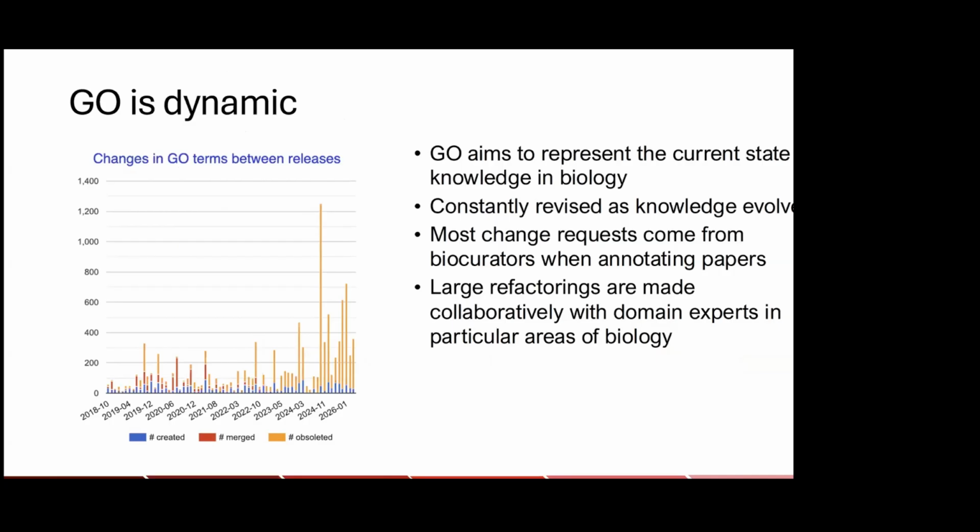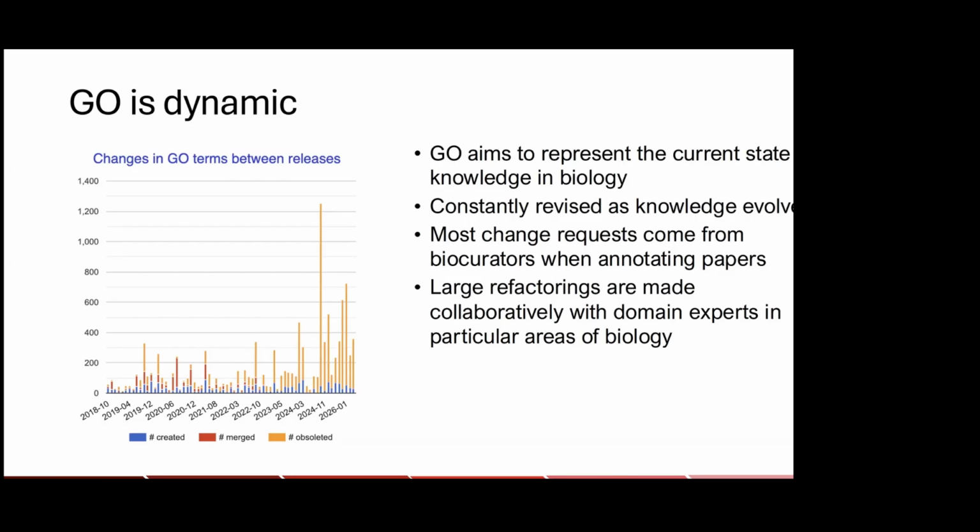So another important point is that Go is dynamic. At every release, we have some changes. We either create new terms or remove some terms. We are trying to stay up to date. The ontology was started in '98, so that's like 27, 28 years. We want to remain current with respect to the state of biological knowledge.